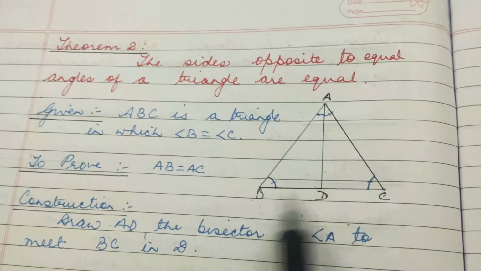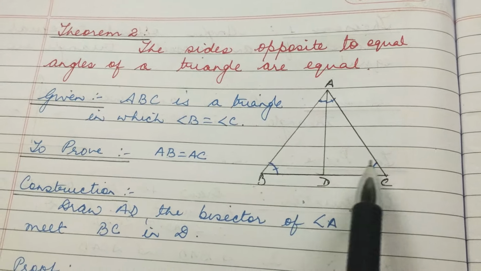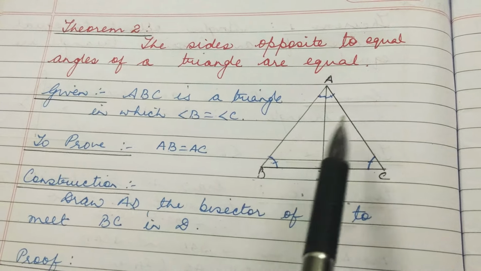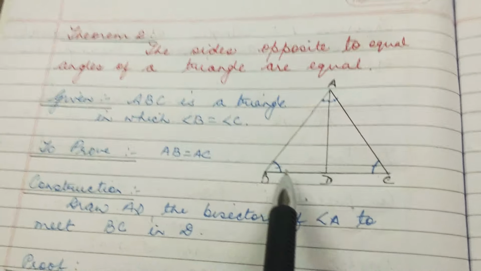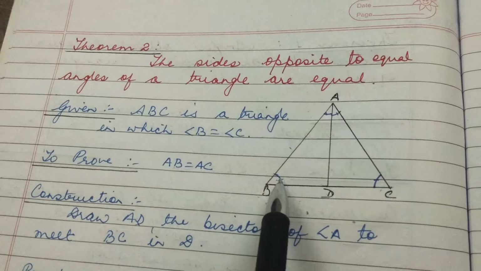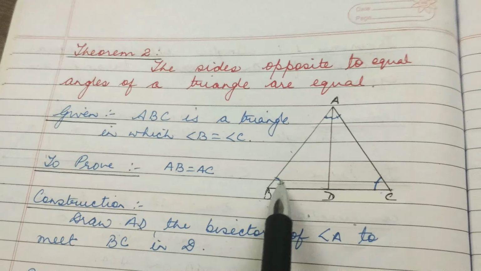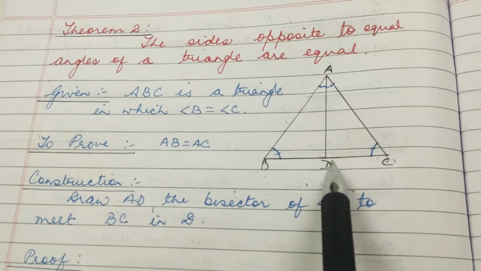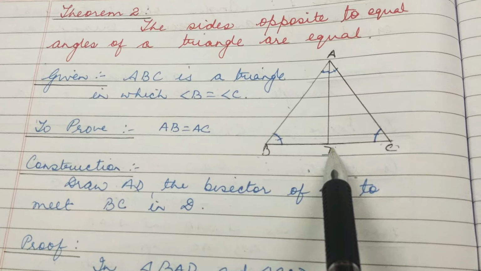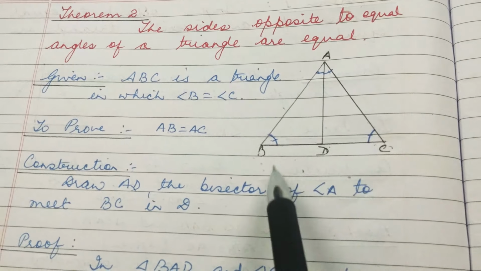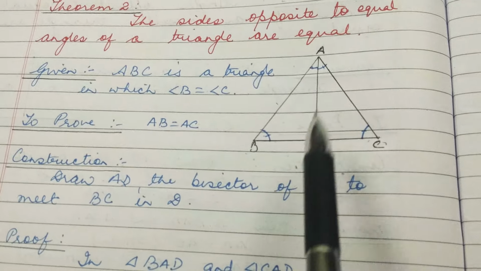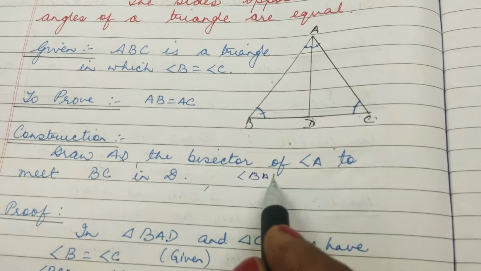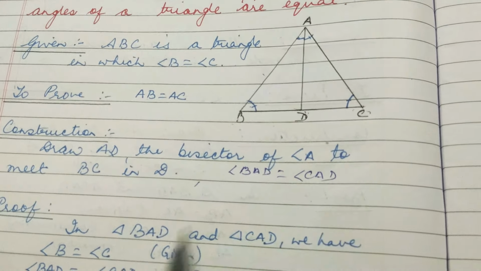Given: ABC is a triangle in which angle B equals angle C. We have to prove that the sides opposite to equal angles are equal. The side opposite to angle C is AB and the side opposite to angle B is AC. So we have to prove that AB equals AC. Again, we have done a construction. We have drawn AD, the bisector of angle A, to meet BC in D. Since it is bisecting angle A, angle BAD equals angle CAD.